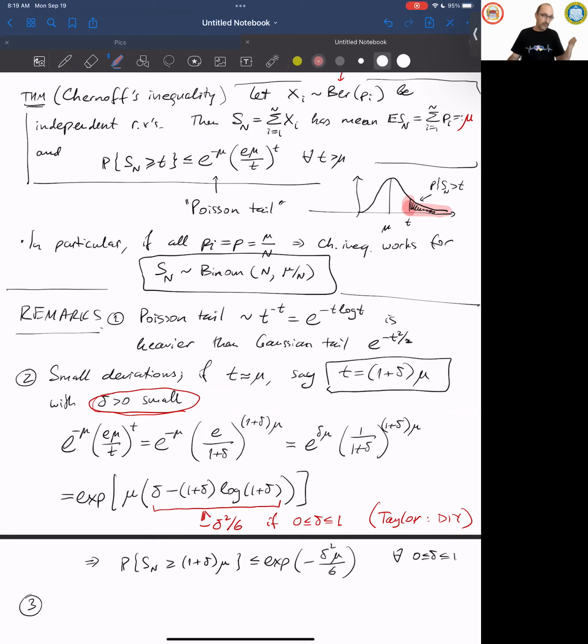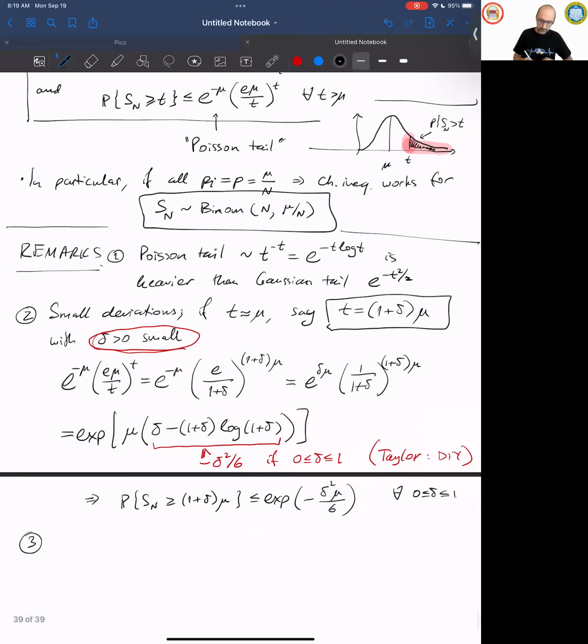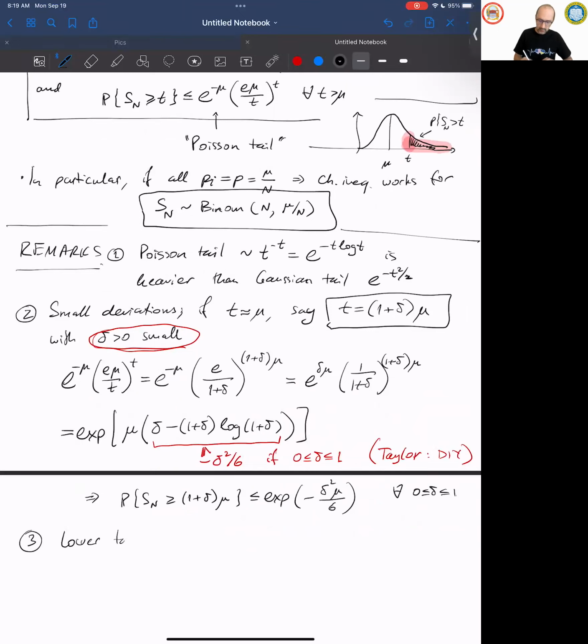And obviously, you would like to have a double tail, and it's similar. So the lower tail is similar, and this will be a problem in homework 3. Prove the other tail in Chernoff's inequality. And so, in fact, you can then combine them in one result.